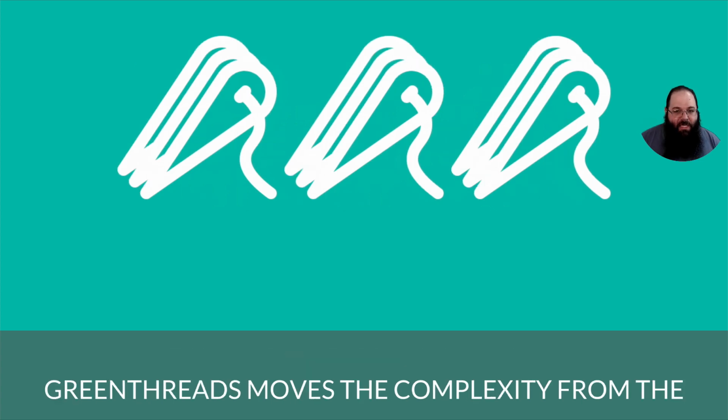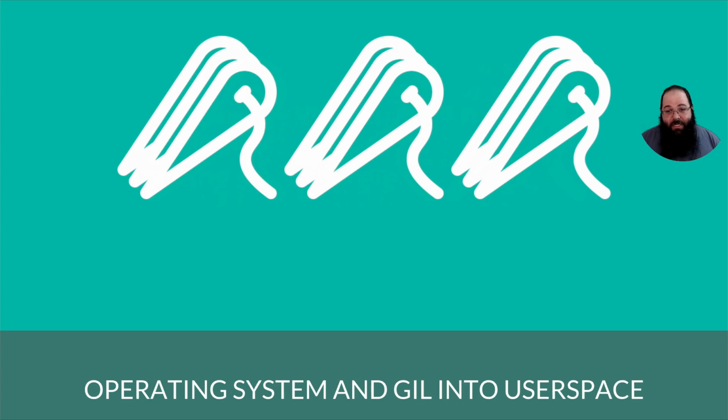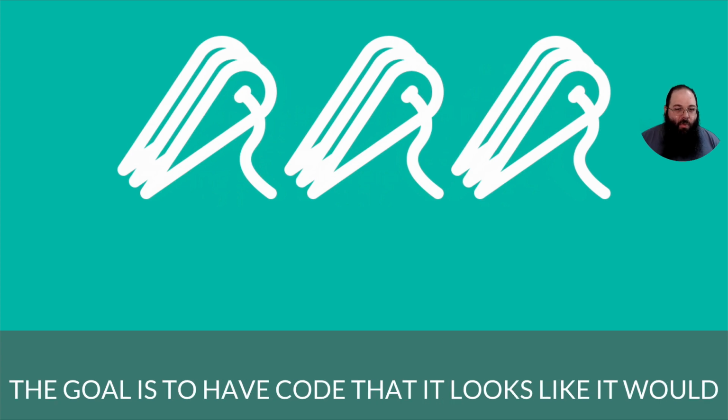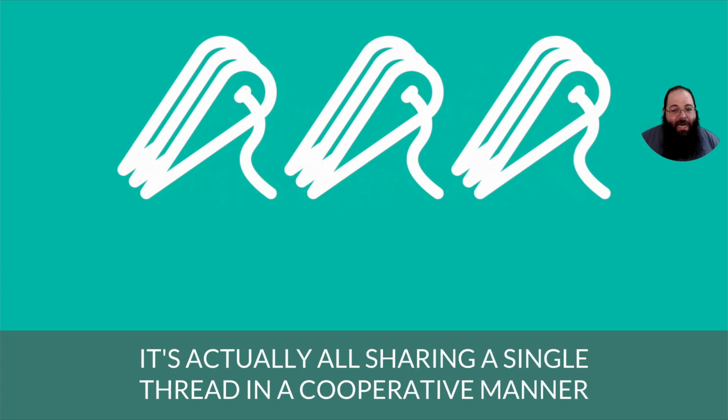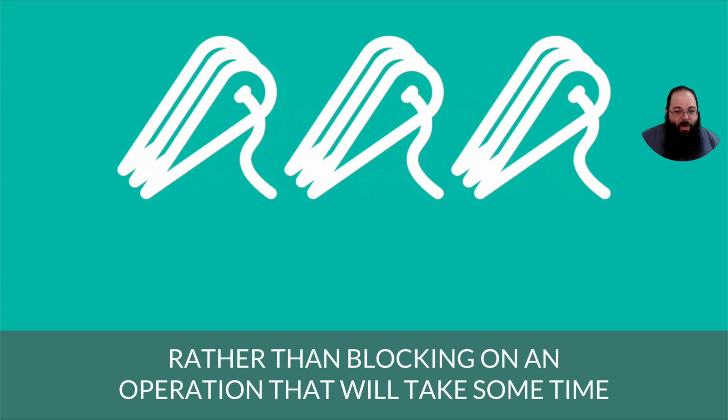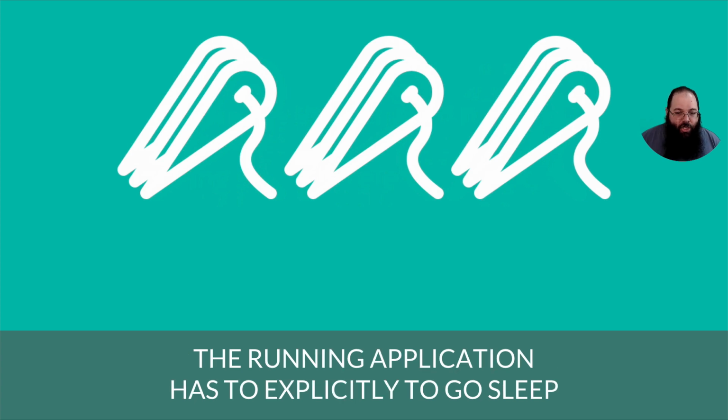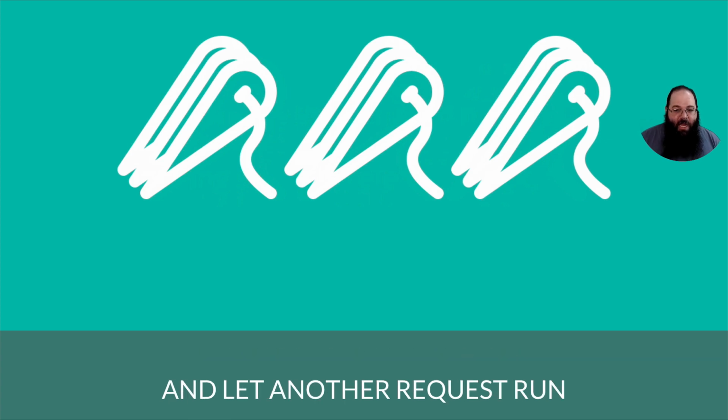Green threads move the complexity from the operating system and GIL into user space. The goal is to have code that looks like it would with operating system threads, but under the hood it's actually all sharing a single thread in a cooperative manner. Rather than blocking on an operation that will take some time, the running application has to explicitly go to sleep and let another request run.